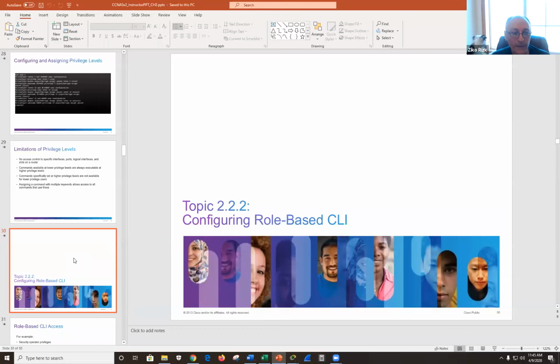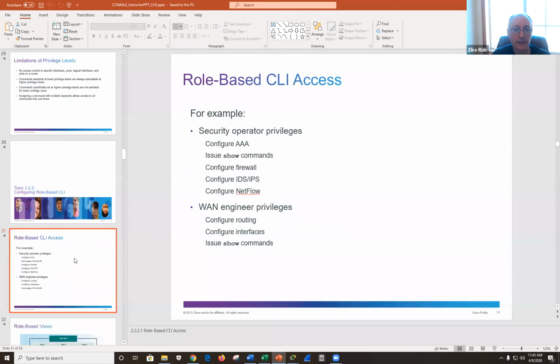So we have roles, and the roles are limited to commands. Same exact concept, just a different way of going about it. And Packet Tracer is quite limited in terms of how we can use these roles, but we can certainly talk about them, and I can demo them at a high level. Okay.